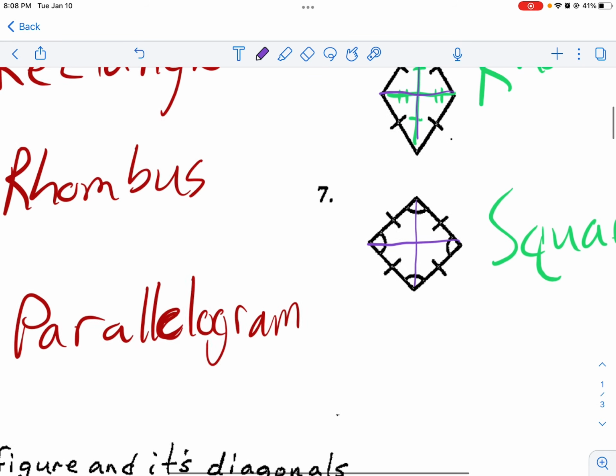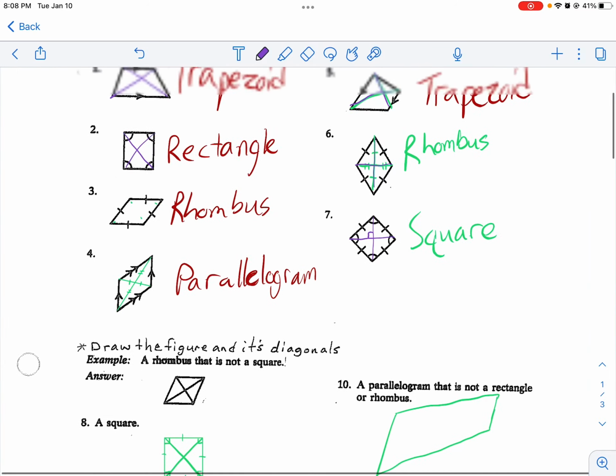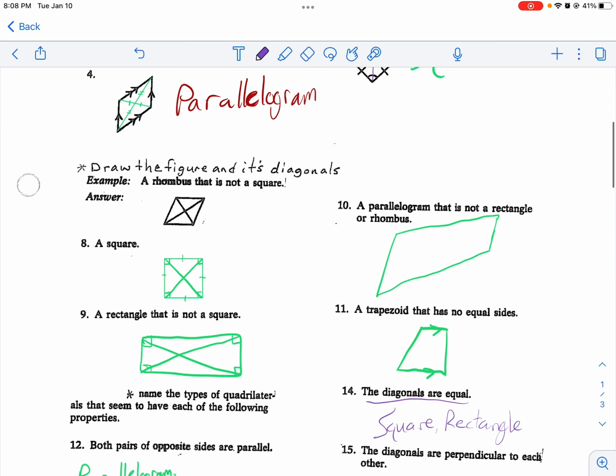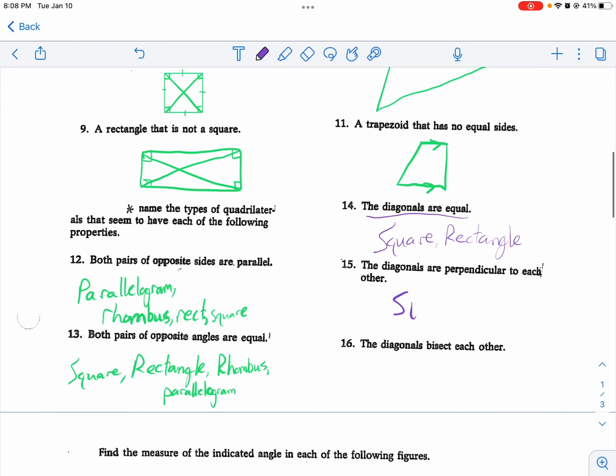If we take a look at a square, that's definitely looking like a 90-degree angle, like it's a perpendicular diagonal. And same thing with a rhombus. Looks about like we've got a 90-degree angle intersection there. So I'm going to go square and rhombus.